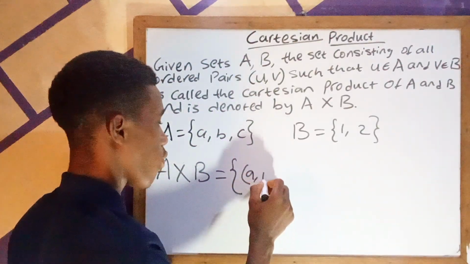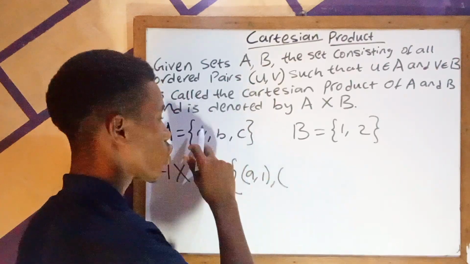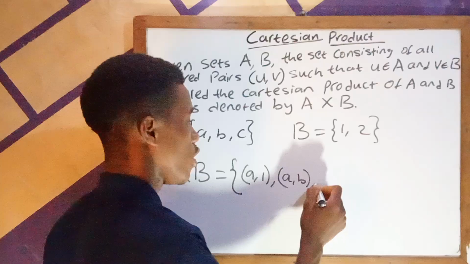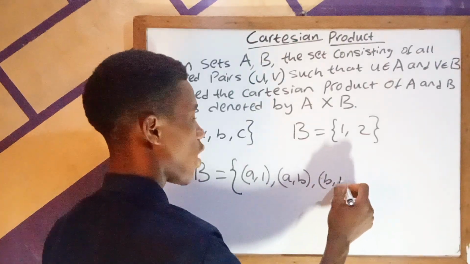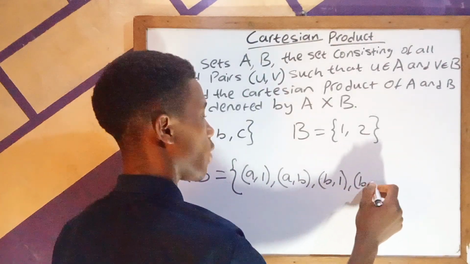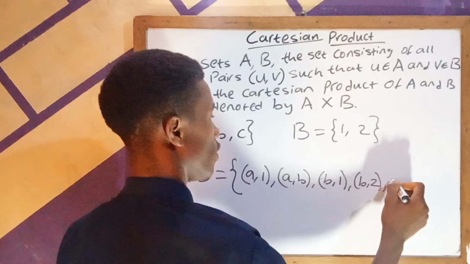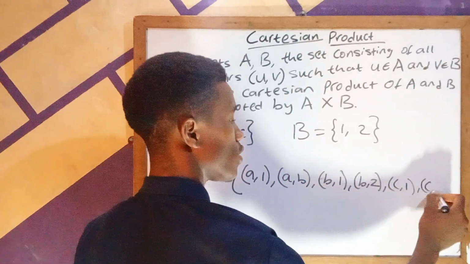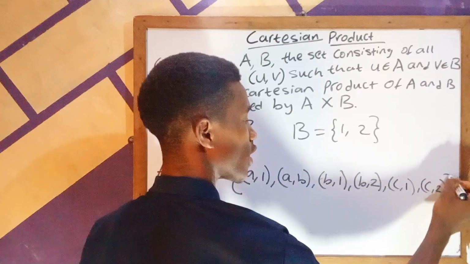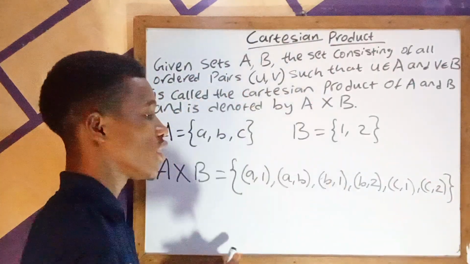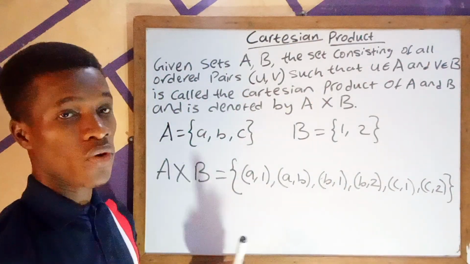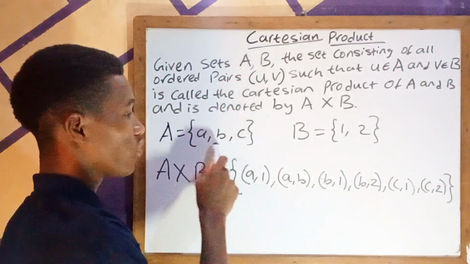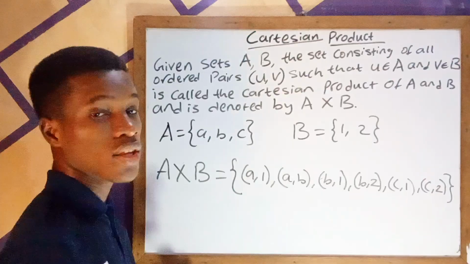Here we have (a, 1). Remember, the order of arrangement of these elements matters. You have (a, 2). Then next we have (b, 1), (b, 2), then we have (c, 1), (c, 2). So the Cartesian product of these two sets gives us a set of ordered pairs, which is this. It has 6 elements. If you check, the number of elements of this is 3, the number of elements of this is 2. 3 times 2 is what?